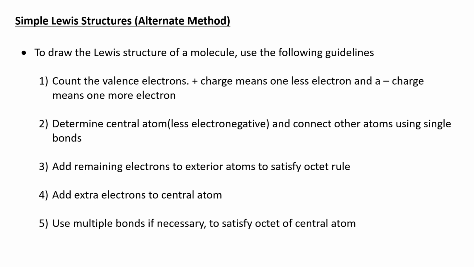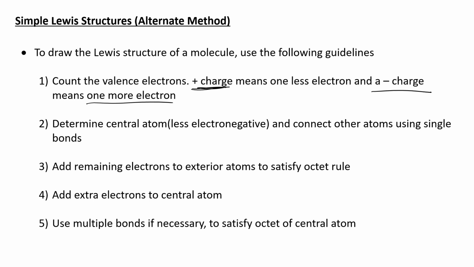Step 1, count the valence electrons. And make sure when you're counting, if the molecule has a charge, a positive charge means it has lost an electron because it has an excess of positive charge. If it has a negative charge, that means you add one more electron.